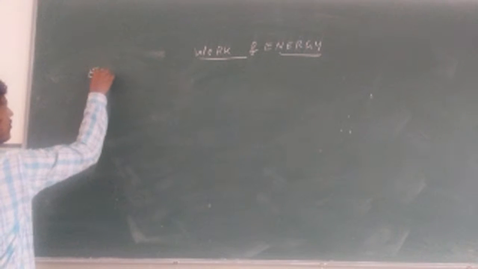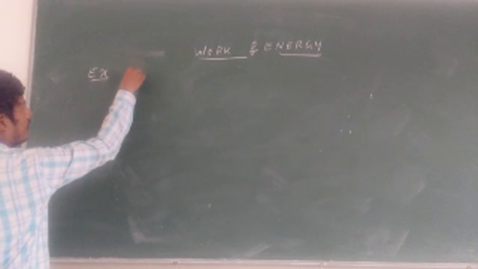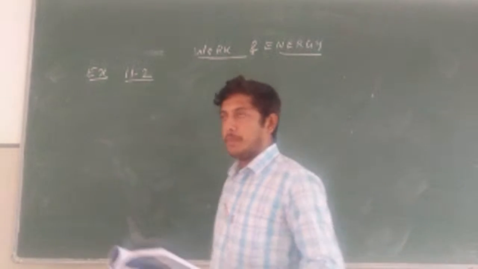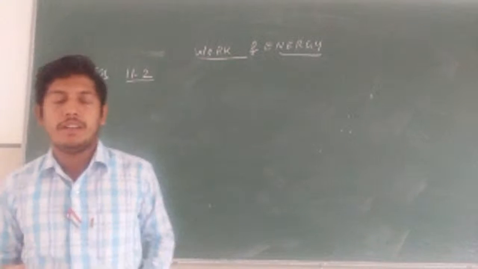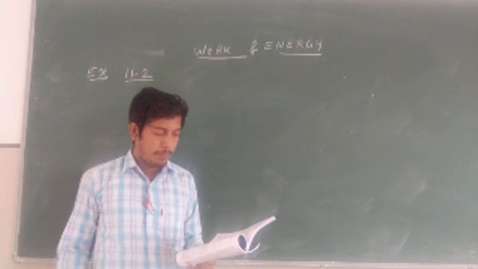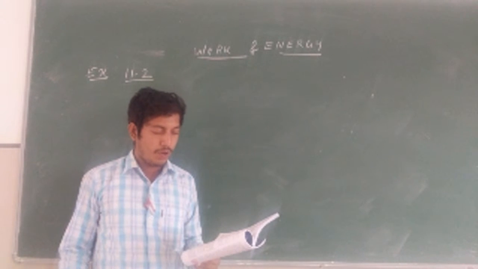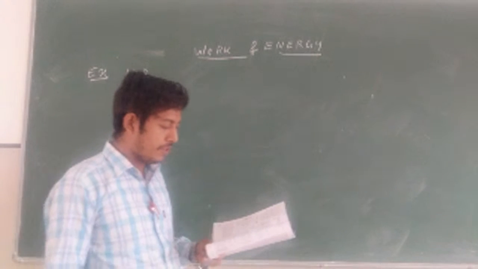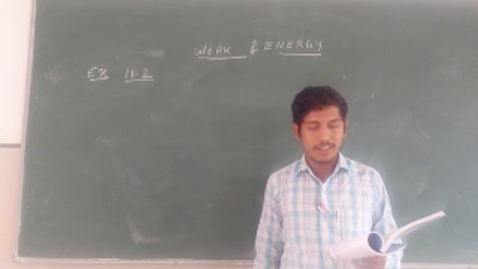Example 11.1. Just read that question fast. Based on the work done, force and the distance, we have to solve this problem. A porter lifts a luggage of 15 kg from the ground and puts it on his head 1.5 meter above the ground. Calculate the work done by him on the luggage.